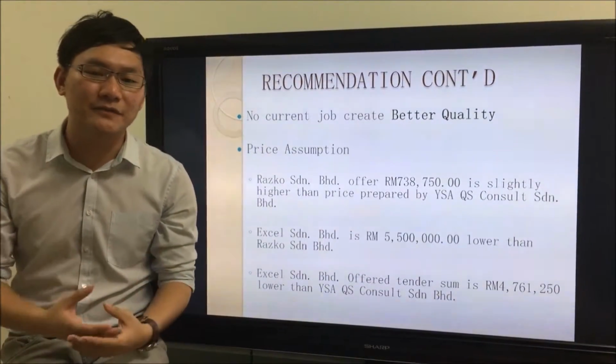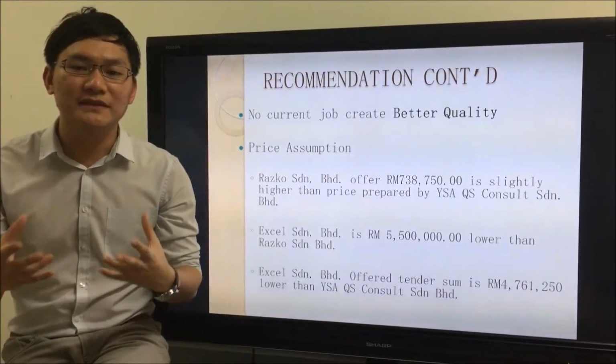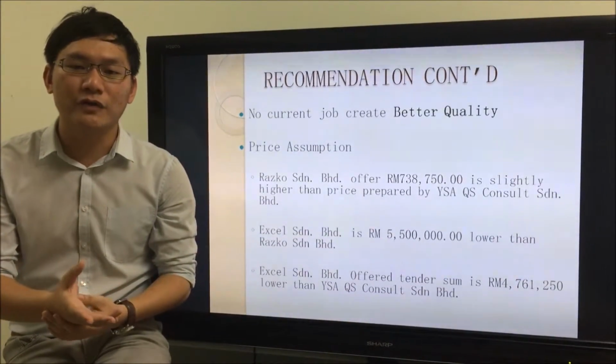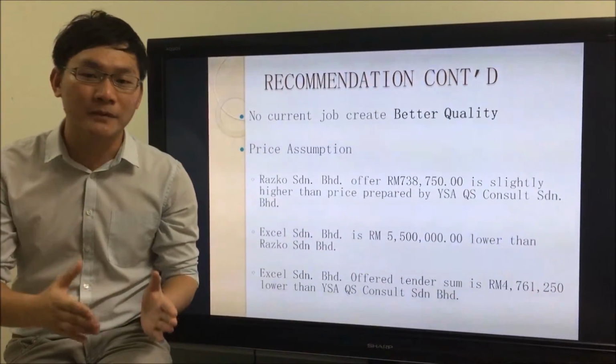However, we reserve the final decision for the Group Office of YWP Developer Sendirian Berhad.